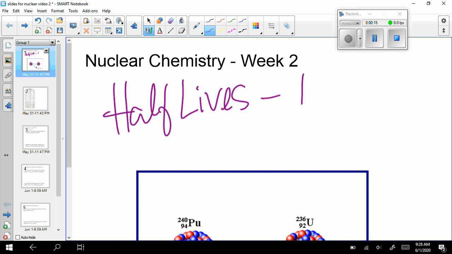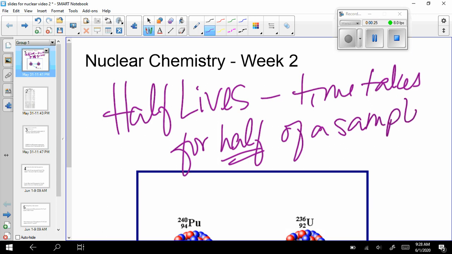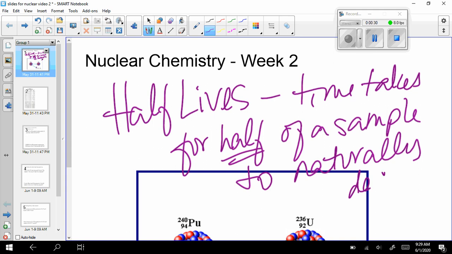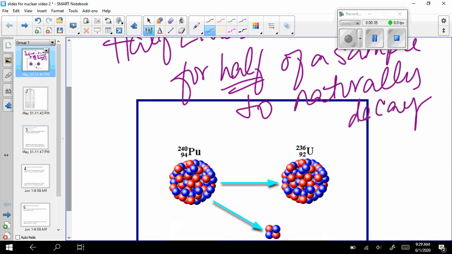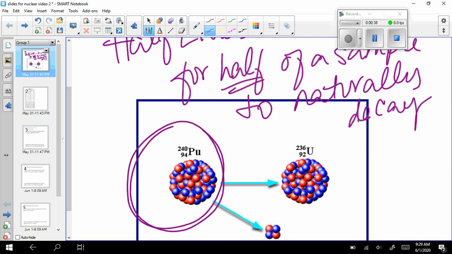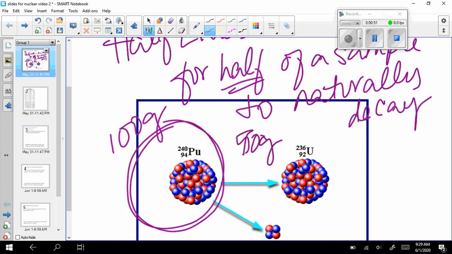So half-life is the amount of time that it takes for half of a sample to naturally decay. All right, and you can't change a half-life, like you can't speed it up or slow it down. So let's say I have 100 grams of this sample. The amount of time that it takes for it to change into 50 grams, that would be its half-life.